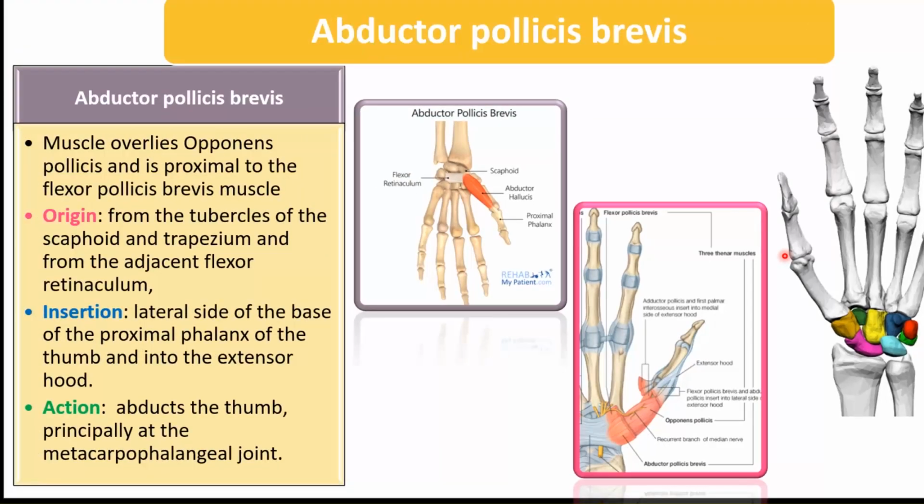The action of the abductor pollicis brevis is to abduct the thumb, principally at the metacarpophalangeal joint. Where is the metacarpophalangeal joint? This is the joint between the metacarpal here and then the proximal phalanx here. So this is the metacarpophalangeal joint.